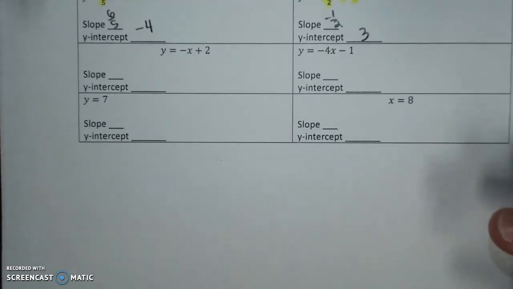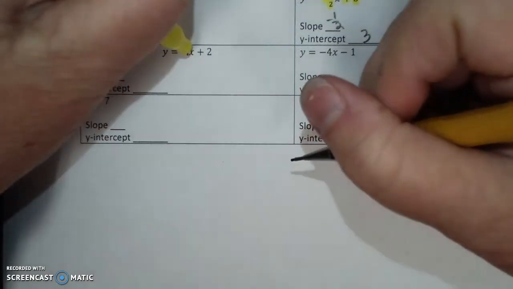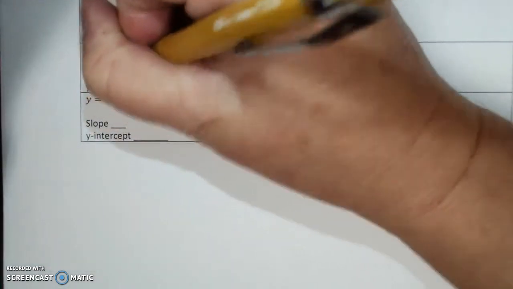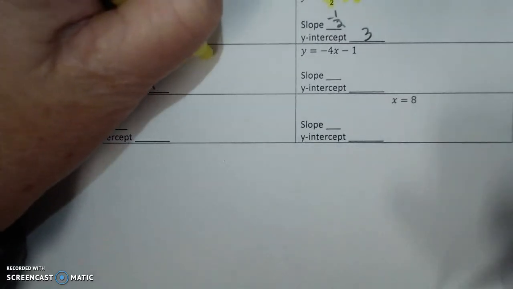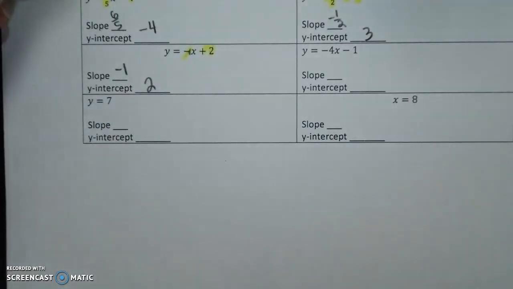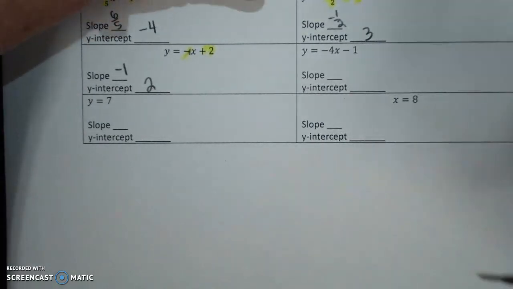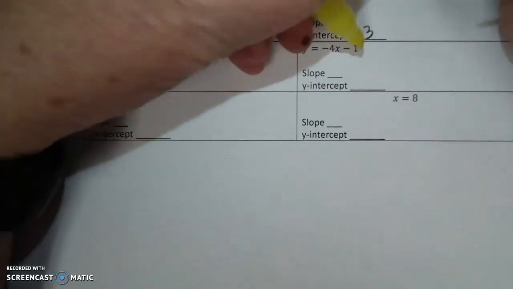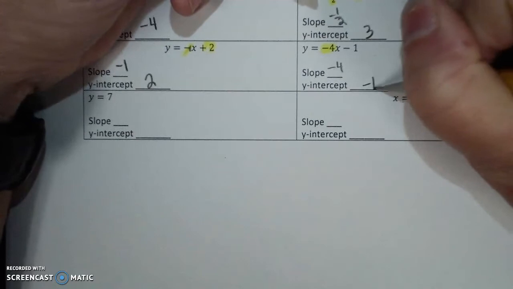Y equals -x plus 2. There's an understood 1 right there. So the slope is -1. The y-intercept is +2. Notice a slope is a value. It doesn't have any letters. On the next one, y equals -4x minus 1. The slope is -4. The y-intercept is -1.